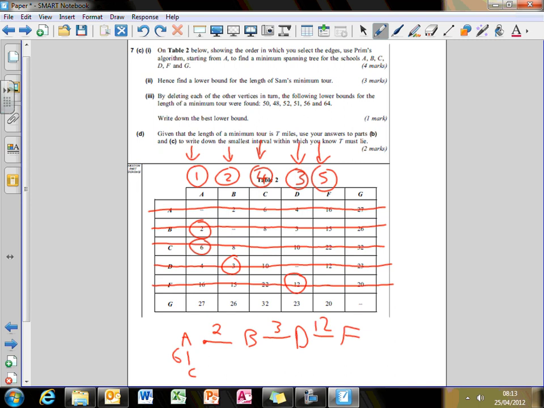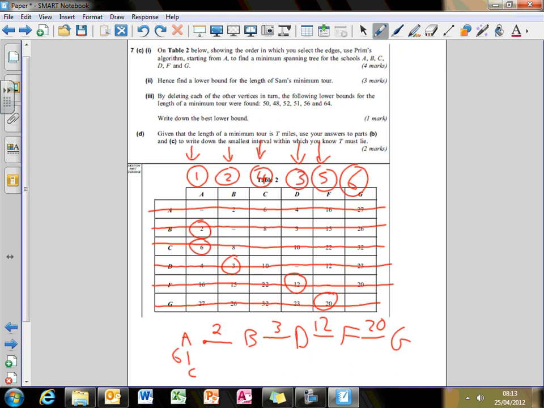I need to add vertex G. I'm going to add G from F at distance 20. So I added G sixth, and I've now got the whole tree. Here it is in pictorial form. That's my minimum spanning tree.